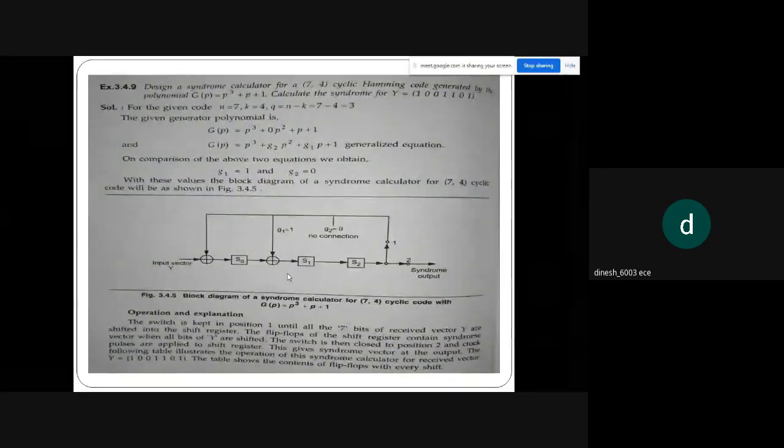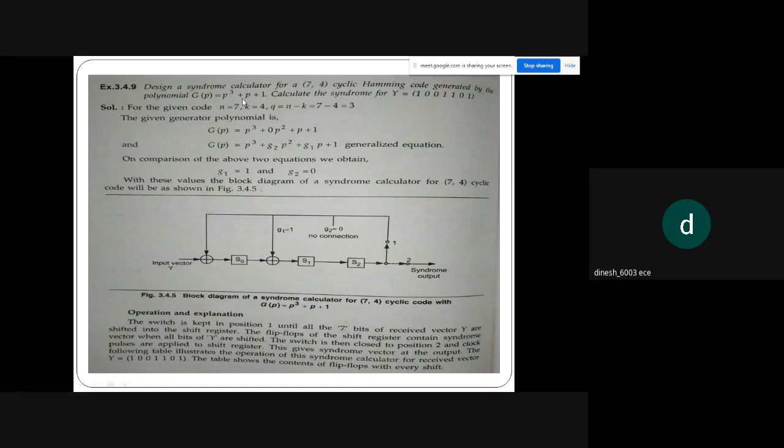Now let us see a problem, so that this context can be understood better when we solve it. The question is: design a syndrome calculator for a 7,4 cyclic Hamming code generated by the polynomial g of p equal to p power 3 plus p plus 1. Calculate the syndrome for a given message. They have given the received vector Y is equal to 1 0 0 1 1 0 1, which is the received code vector. As we are familiar with generating g of p, we can write the given g of p as it is: g of p is p power 3 plus p plus 1.